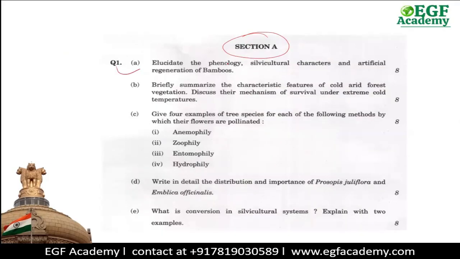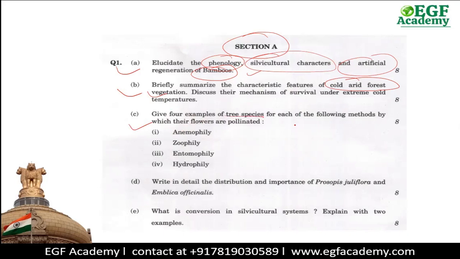First question is elucidate the phenology, silvicultural characters, and artificial regeneration of bamboos. There are lots of questions being asked about bamboo, so it's a very important topic. Then there is a question about cold arid forest vegetation. Then next question is related to pollination.